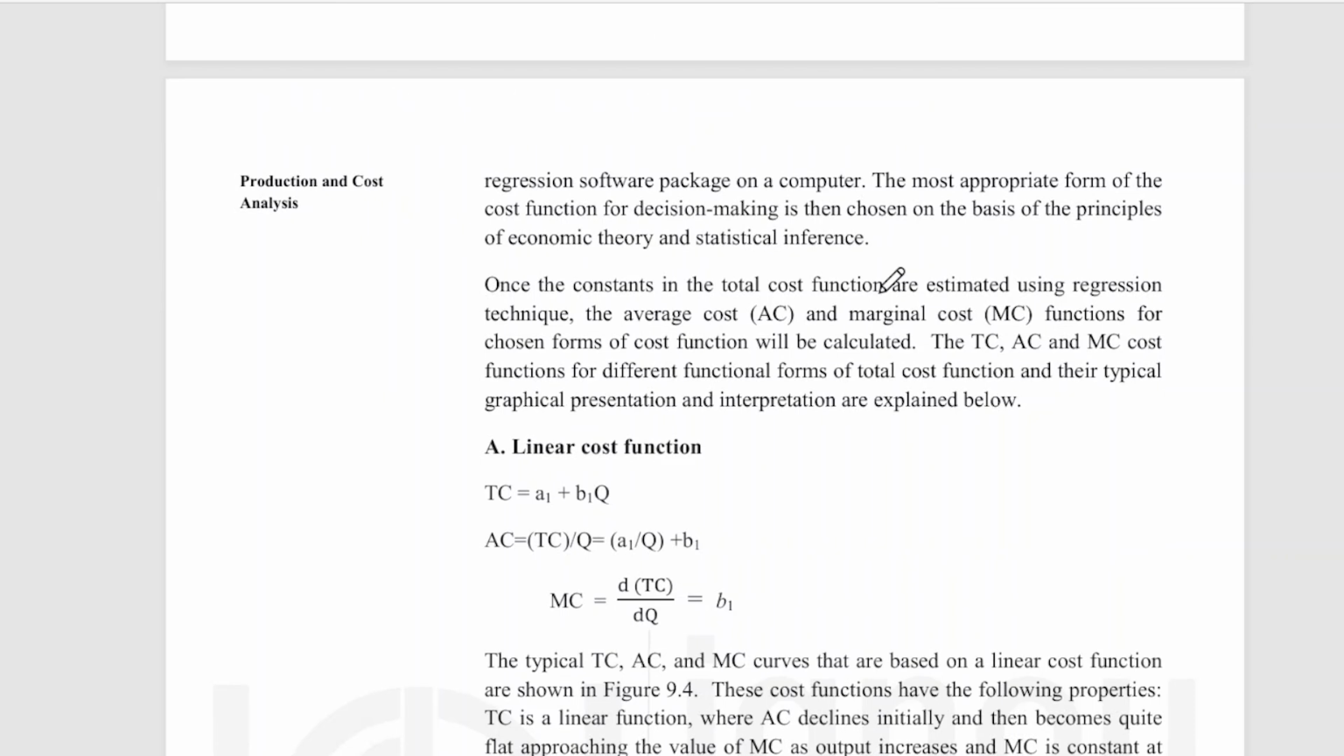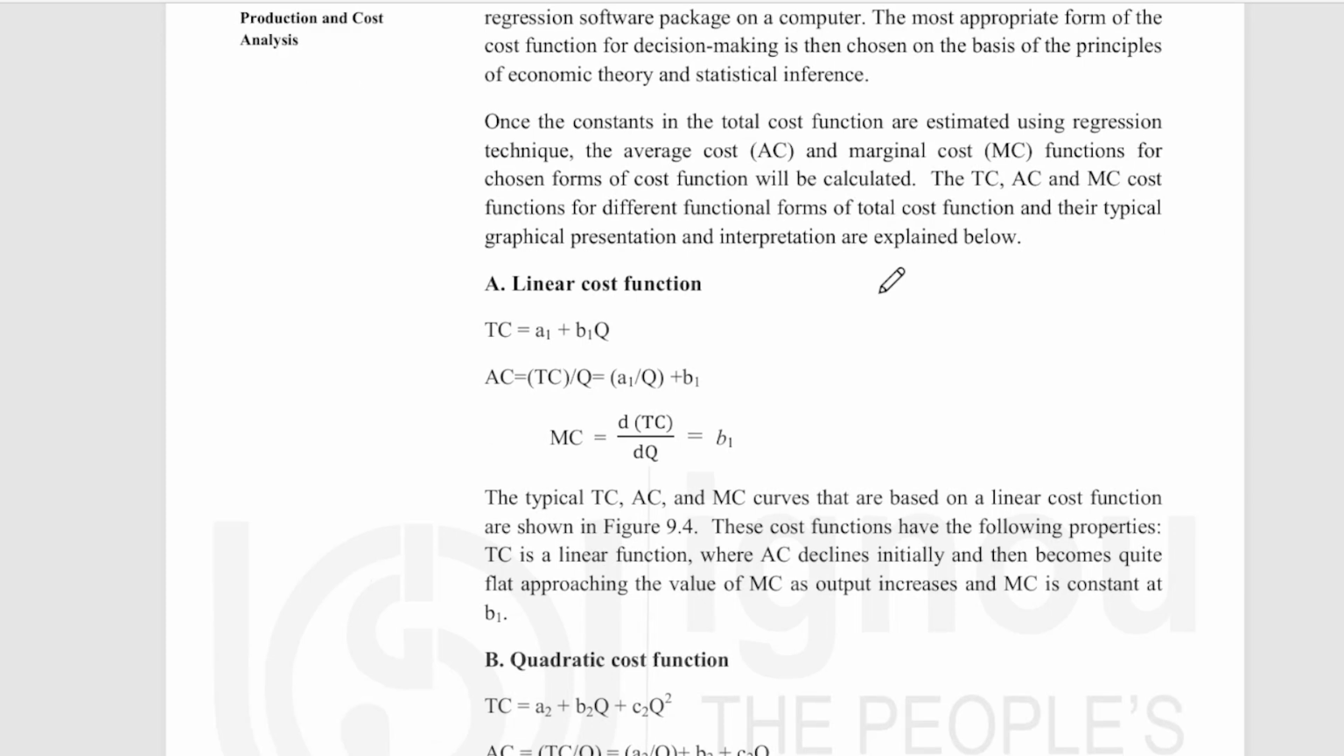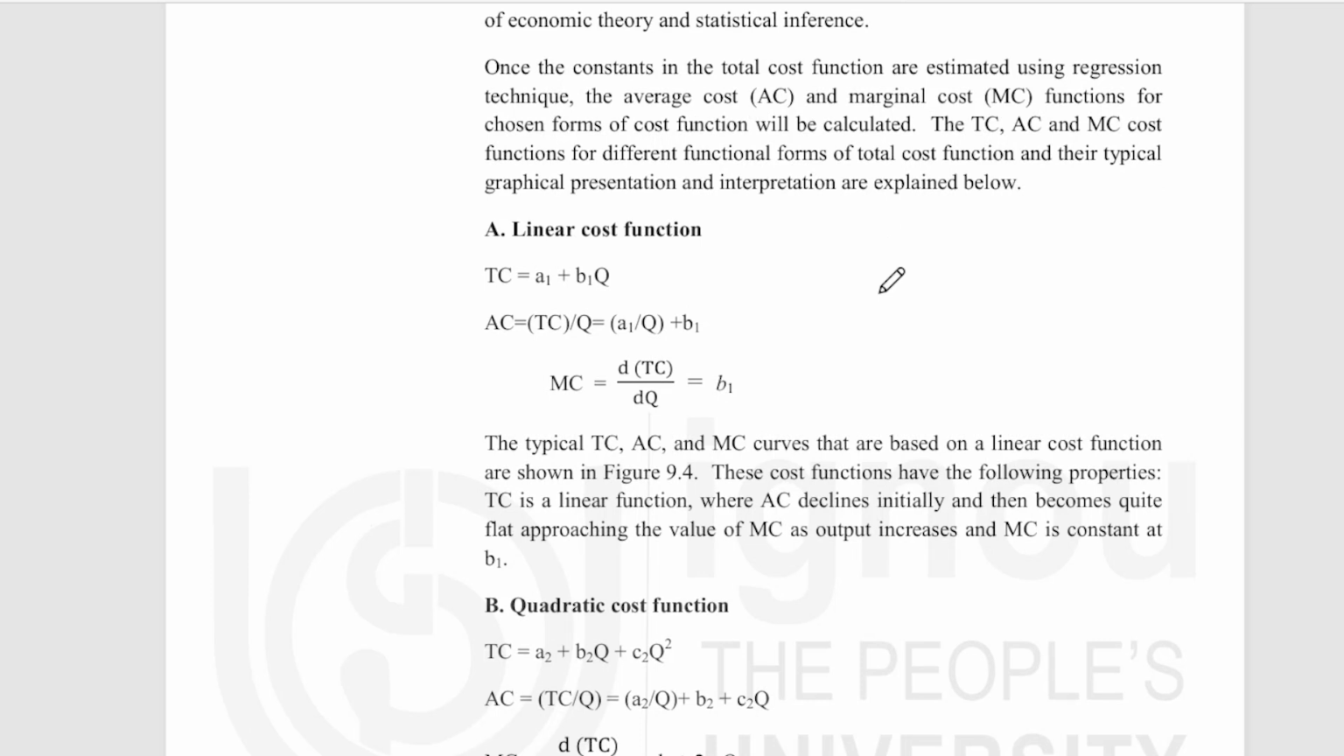The most appropriate form of the cost function for decision making is then chosen on the basis of the principles of economic theory and statistical inference. And once the constants in the total cost function are estimated using regression techniques, the average cost, that is AC, and marginal cost, that is MC, functions for the chosen form of cost function will be calculated.